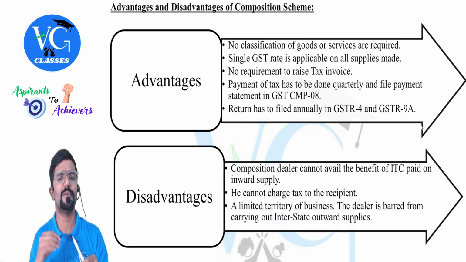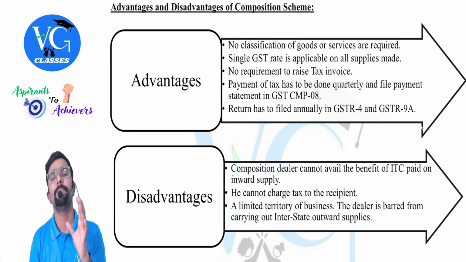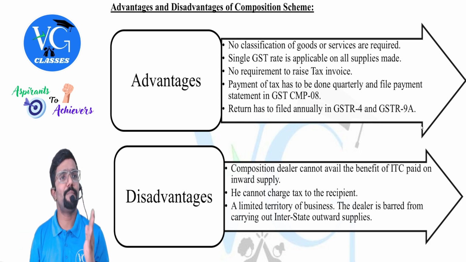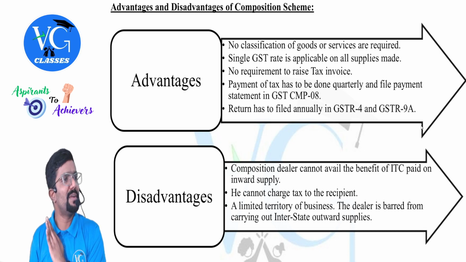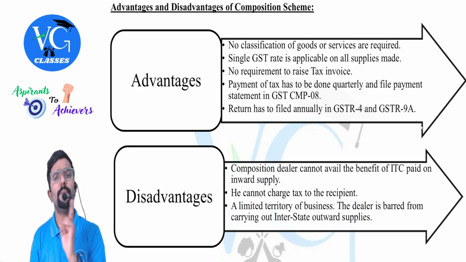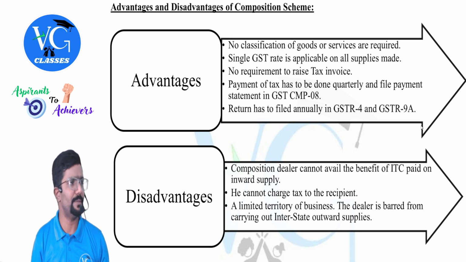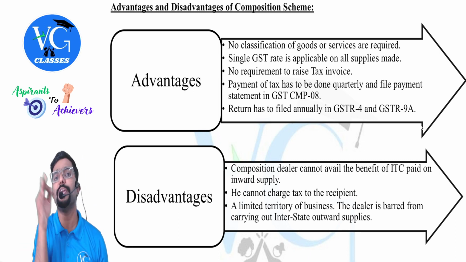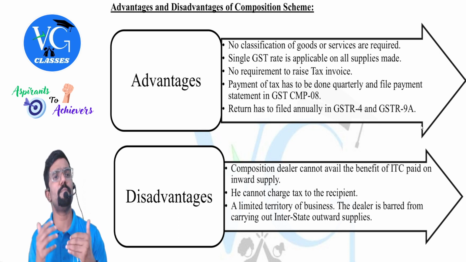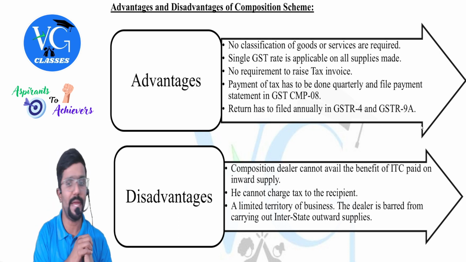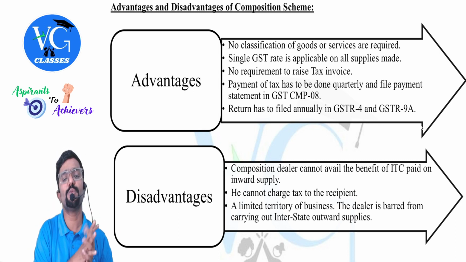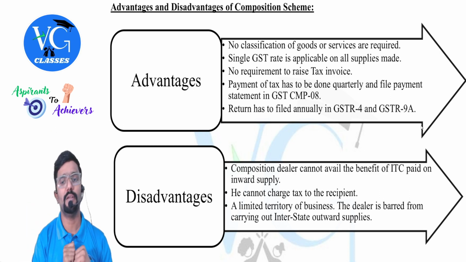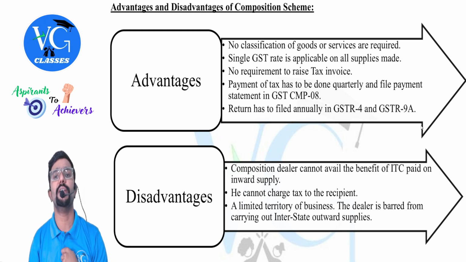Okay, there is some deadline and all for that. That is not a part of your syllabus. What is the due date and all? You need not worry. So I need to pay quarterly GST if I am registered under composition scheme. For April, May, June, I will pay it in July. And also file a payment statement in CMP 08, giving proof of what payment I have made. Then return has to be filed annually. There are 2 annual returns, GSTR 4 and GSTR 9A.